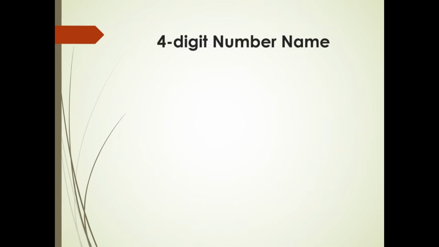Let's try a 4-digit number. A 4-digit number has 4 columns: ones, tens, hundreds, and thousands. In the same manner, tens and ones will be named collectively. The hundreds column and thousands column will be named separately. Let's take an example. In this number, tens and ones will be named collectively, hundreds will be named separately, and thousands will also be named separately.